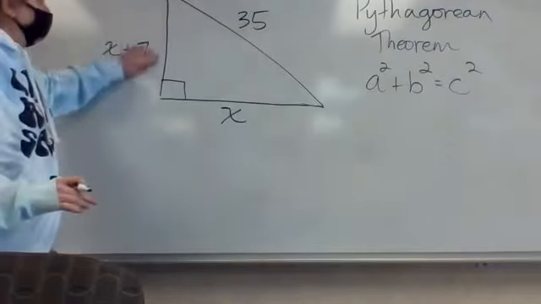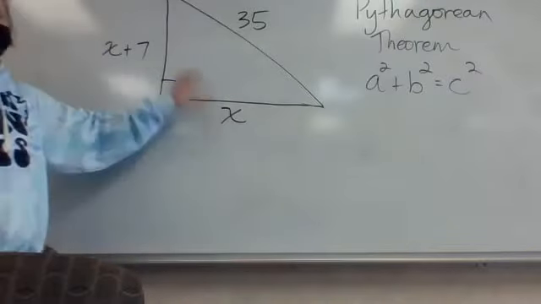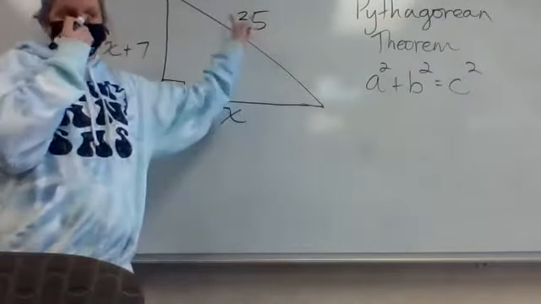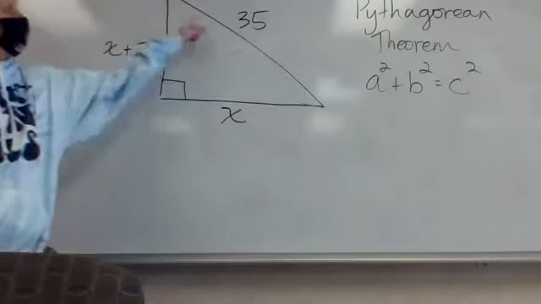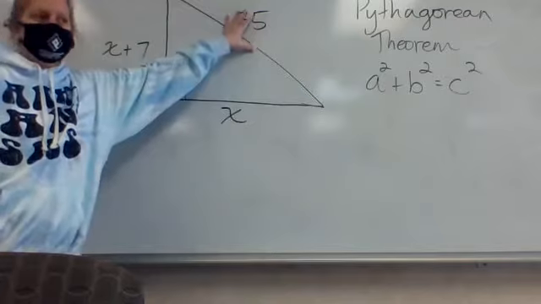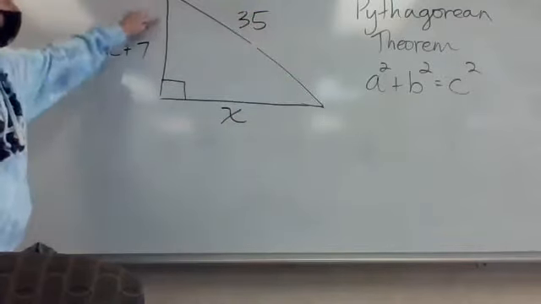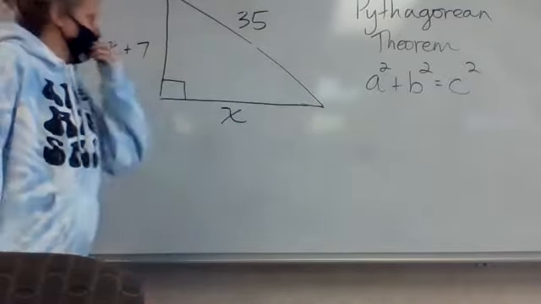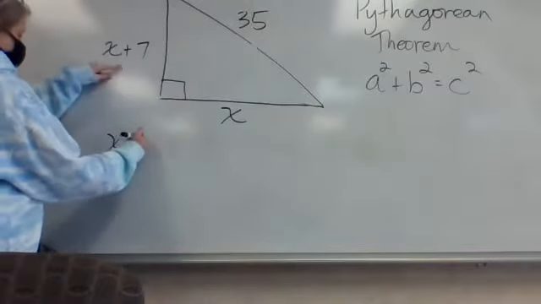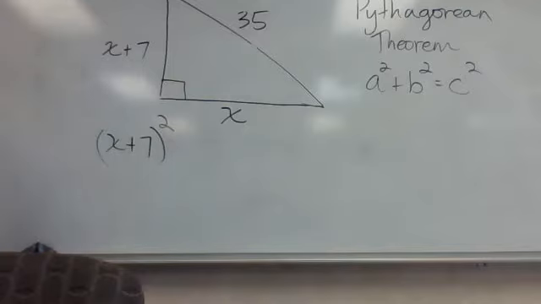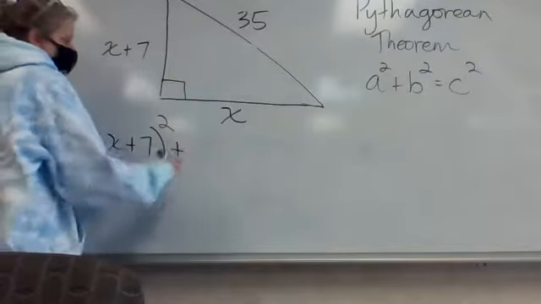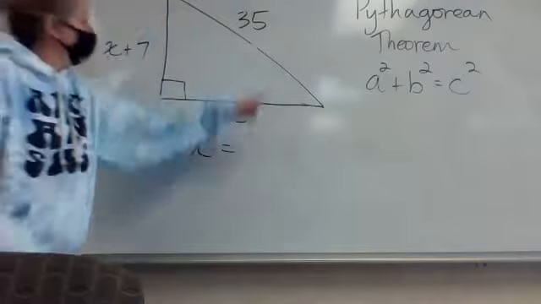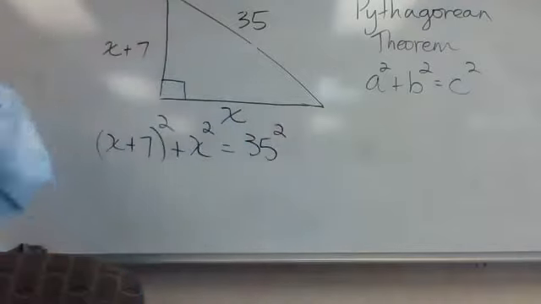These two sides, the ones that make the 90-degree angle, either one can be a or b. It just has to be that the diagonal, which is called the hypotenuse, is your c side. So following the Pythagorean theorem, one side squared plus the other side squared equals the hypotenuse squared. What is this side? x plus 7 squared, plus this side, which is just x squared, equals the diagonal side, which is 35 squared.